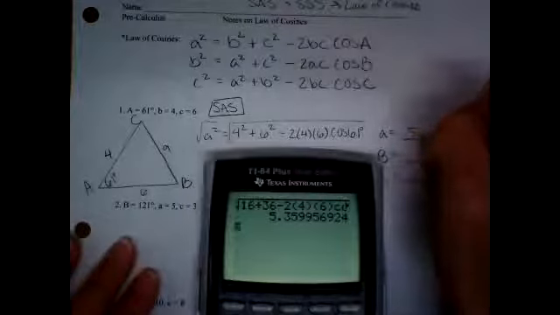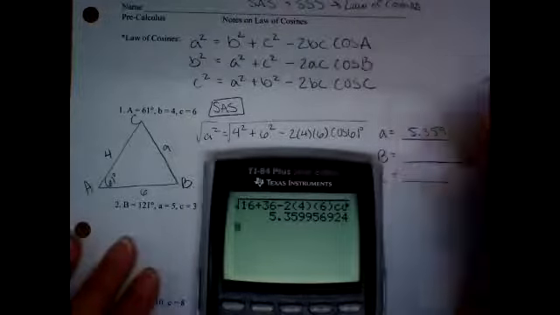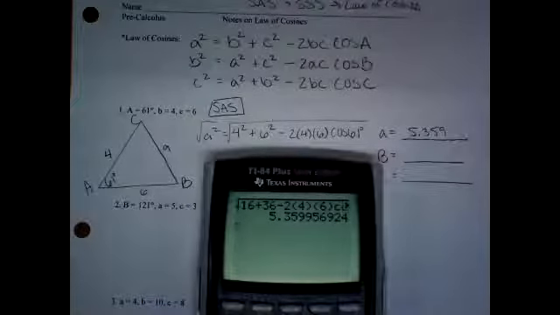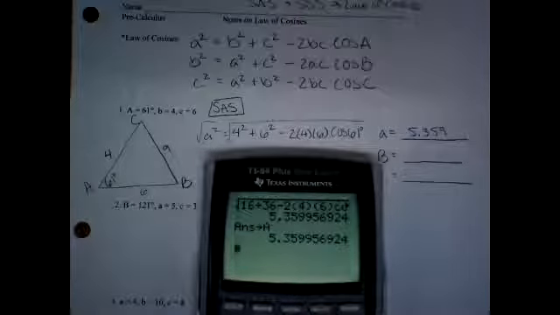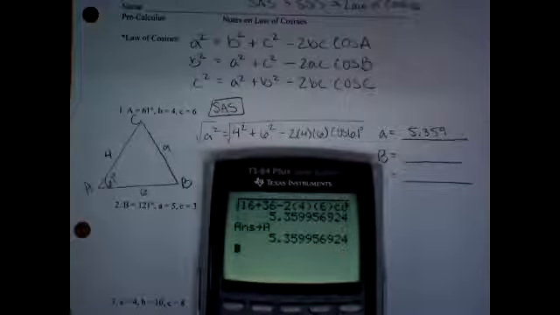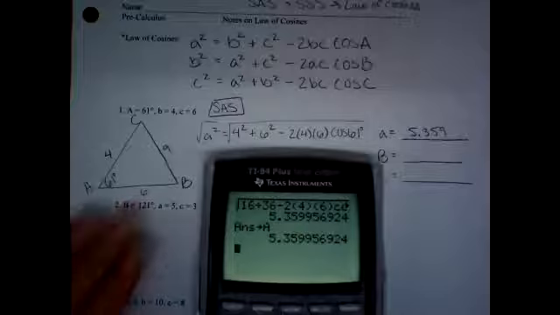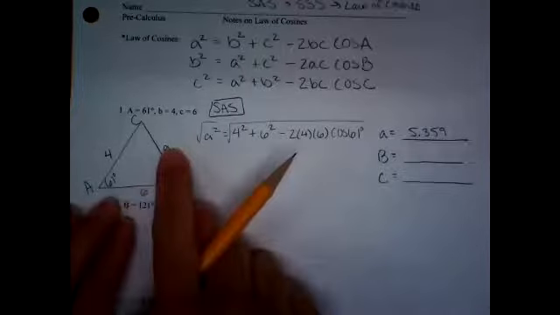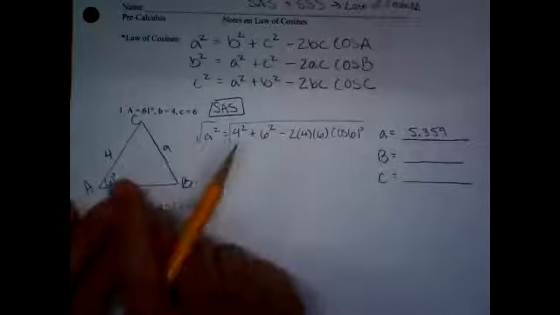All right, so 5.359. Quick, hurry, capture it before it gets away. Store alpha A, enter. Hey, but Miss Cole, it's stored it as capital A and it's actually lowercase a. Yeah, get over it, I guess. They don't have lowercase letters, just deal, okay? Store alpha A, enter.